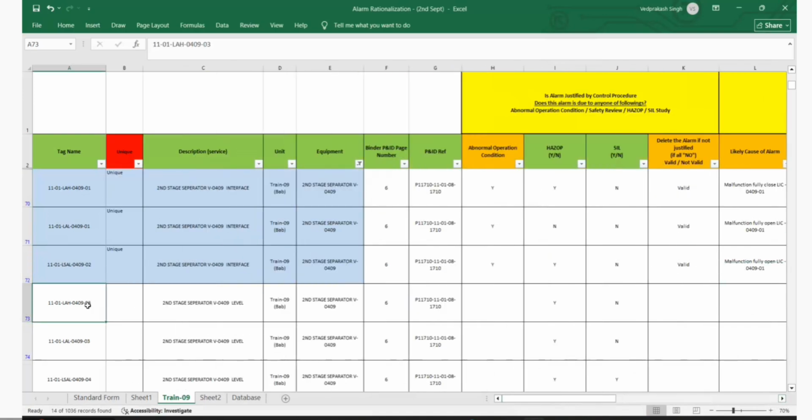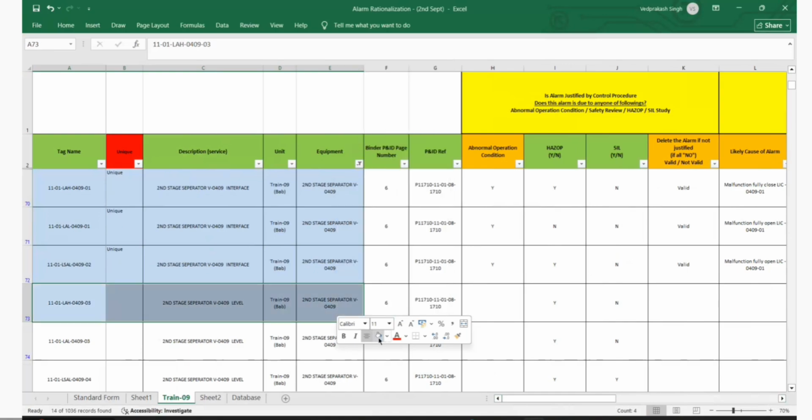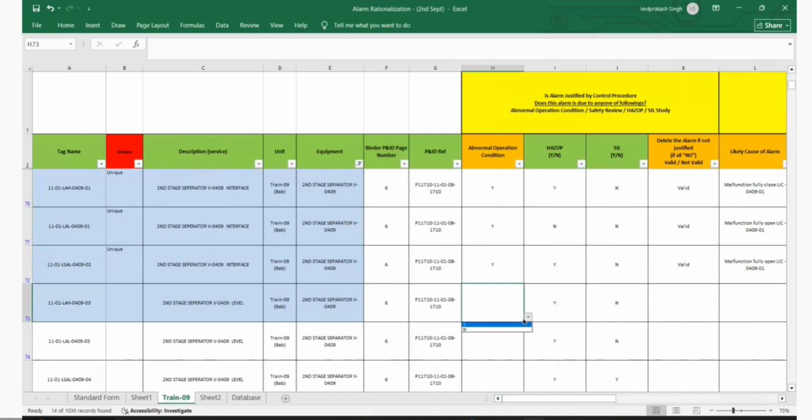Okay. So now we are talking about LAH 409, second stage, oil side. This is the oil tank. So this is the process subset, yes. This is valid.